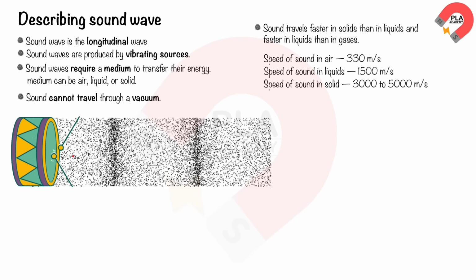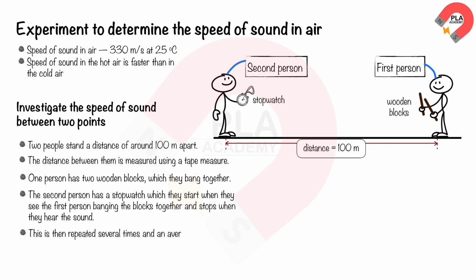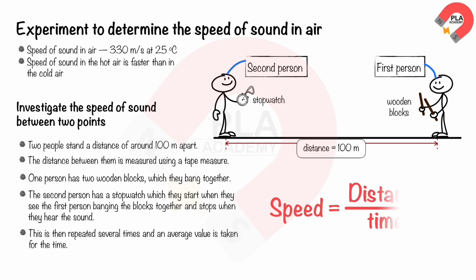The second person has a stopwatch, which they start when they see the first person banging the blocks together, and stop when they hear the sound. This is then repeated several times, and an average value is taken for the time. The speed of sound can then be calculated using the equation: speed is equal to the distance traveled by sound divided by time taken.